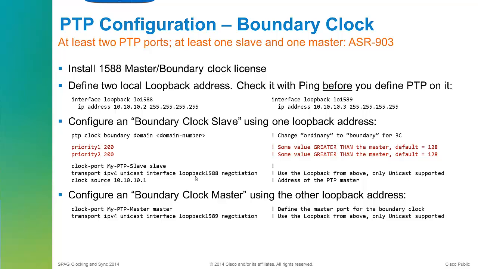Similarly for the 903, pretty much exactly the same. You need to install the master boundary clock license. We define the 2 loopback addresses, 1588 and 1589. And then we configure PTP clock. Again, it's not ordinary, it's boundary clock. And our domain, our priority for a slave, my PTP slave. We configure 1588 as the port for this guy. Negotiation, our clock source. And then we configure a master. 1589 is the other loopback address. Negotiation. Again, then you have boundary clock running.